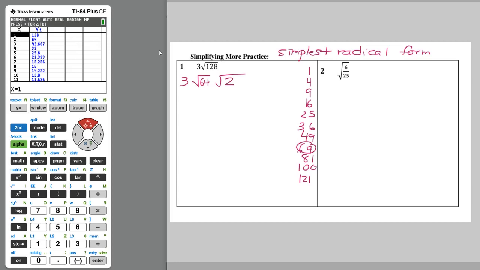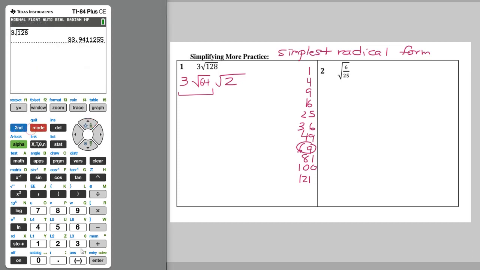Since the square root of 2 is going to be an irrational answer, I'm going to put it in my second square root. Perfect square in the first one, non-perfect square in the second one. So far, so good. The reason I always put the perfect square first is for this next step. I can put this whole thing in my calculator because I know the square root of 64 is a perfect square, and it will come out as a whole number. So I'm going to type that in right now.